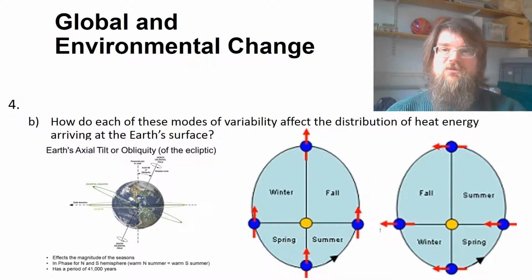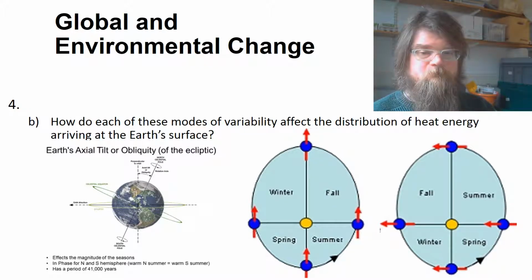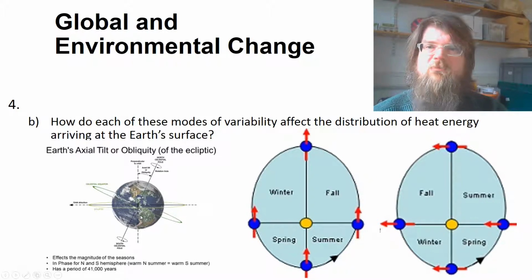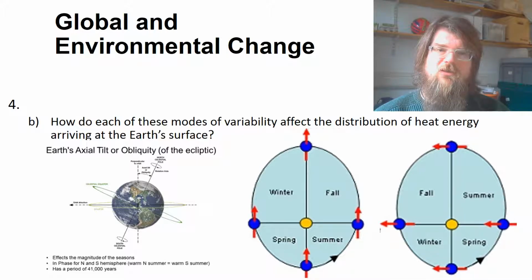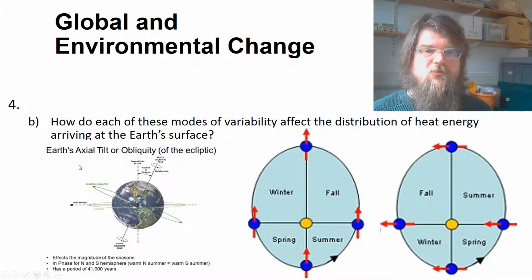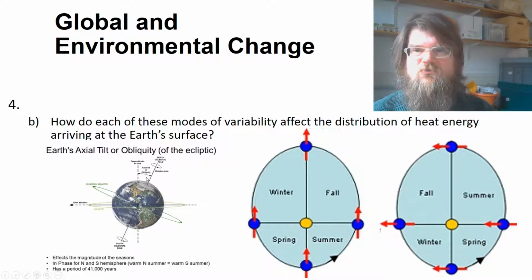Looking at all these three modes of orbital variation, I guess a good one to start out with might have been explaining how the tilt affects radiation arriving at the Earth's surface. So the more tilted over this axis is, the more extreme the seasons will be.